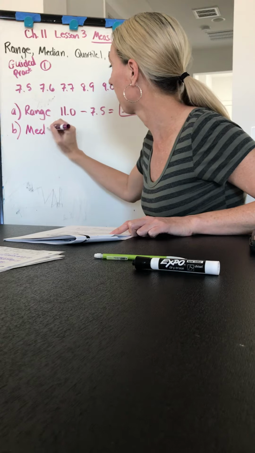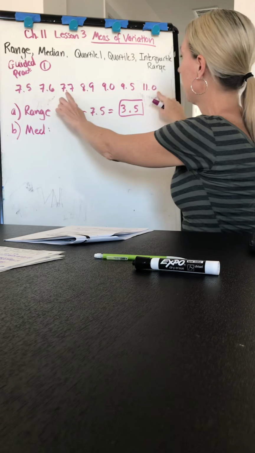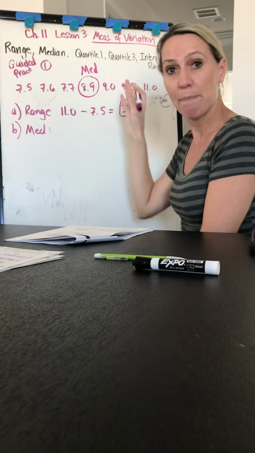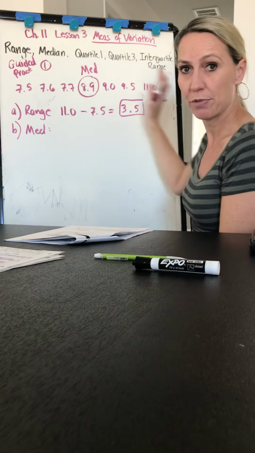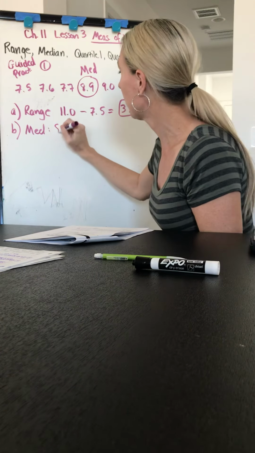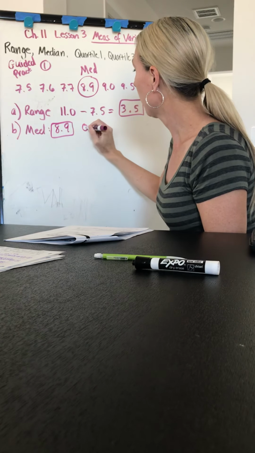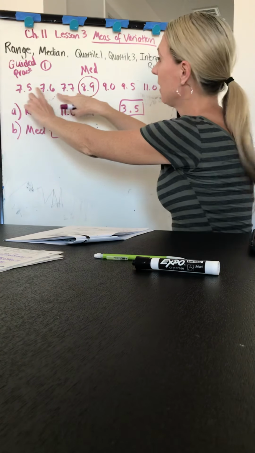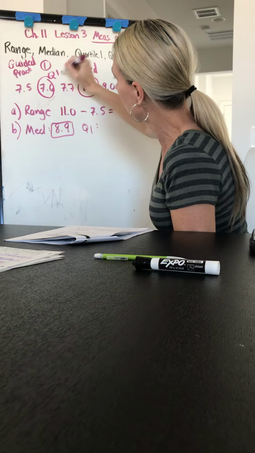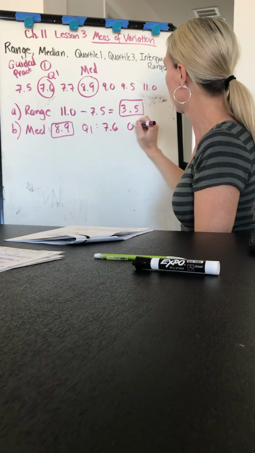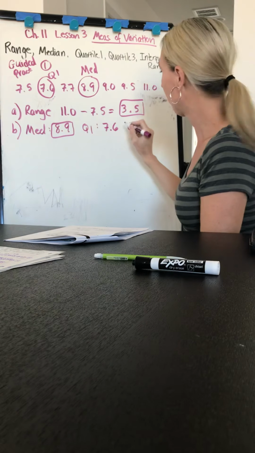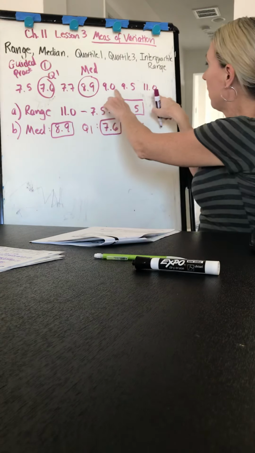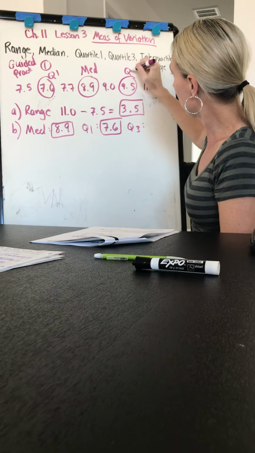Okay, and then B, it says find the median and the first and third quartiles. So we're going to find the median. We're going to take our numbers, 1, 2, 3, 1, 2, 3, and the median is this one right here, which is the middle. This cuts the data in half, 50% and 50% on each side. So our median is 8.9. Then we're going to find quartile 1, Q1, and we're going to ignore this, and find the median again here, and that's Q1. So that's 7.6. And then Q3, we do the same over here, and so Q3 is 9.5.